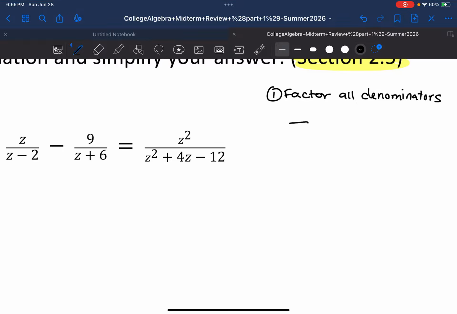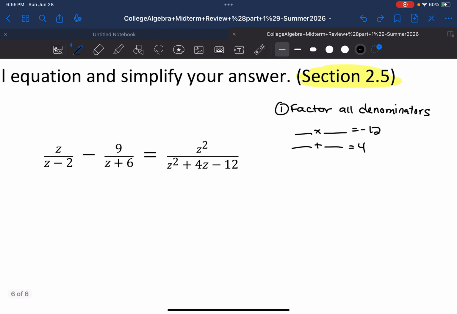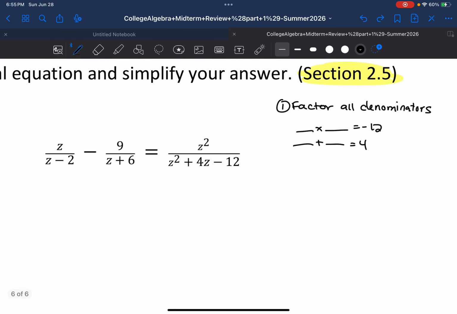So I need two numbers that multiply to give me negative 12, but also add to give me my b, which is 4. So I'm using these two numbers here to get those. I went over that in the first video. And that will be some combination of 6 and 2, and the 2 will have to be negative, because negative 2 plus 6 is positive 4. Negative 2 times 6 is negative 12.